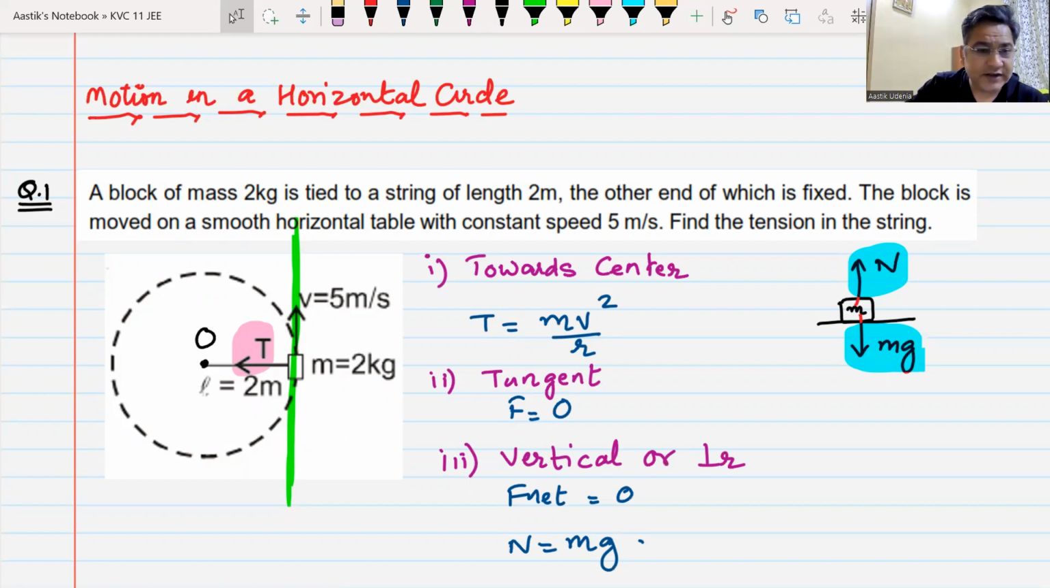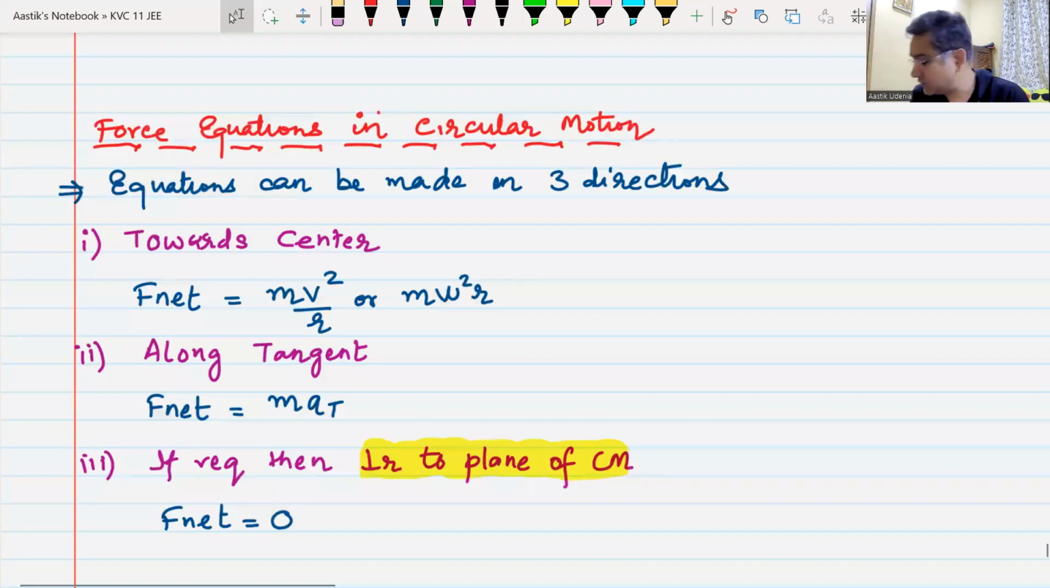We had also seen that in case of any question that comes in circular motion, out of the three directions, we are supposed to make any two equations. What are the three directions? One is towards the center, one is along the tangent, and the third one, if required, is along the perpendicular direction.